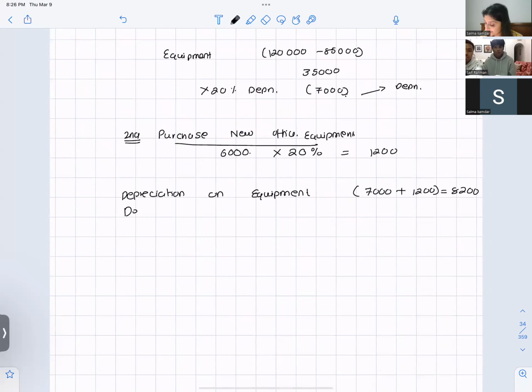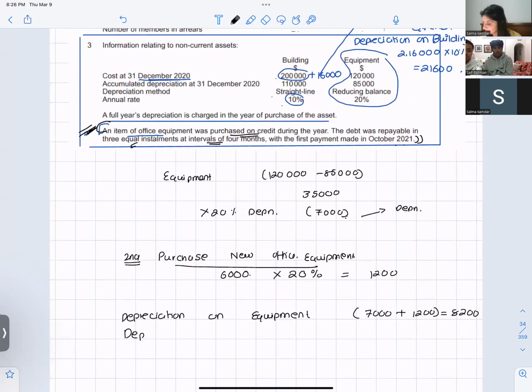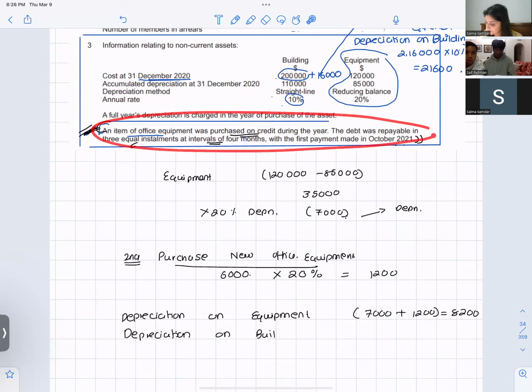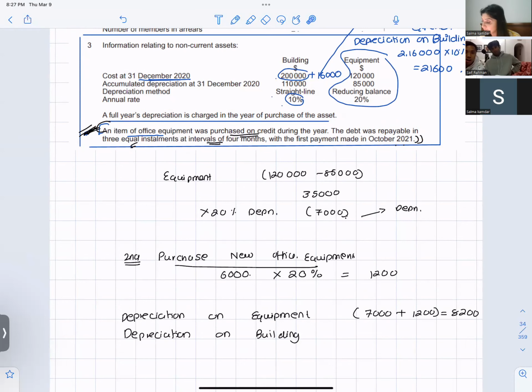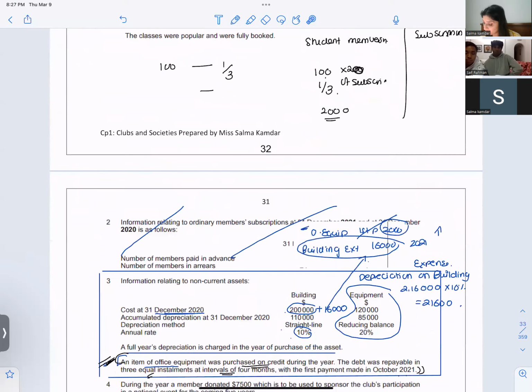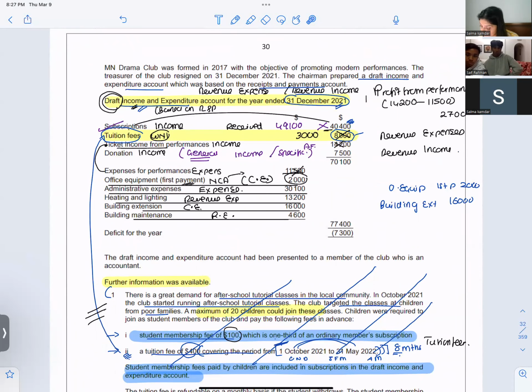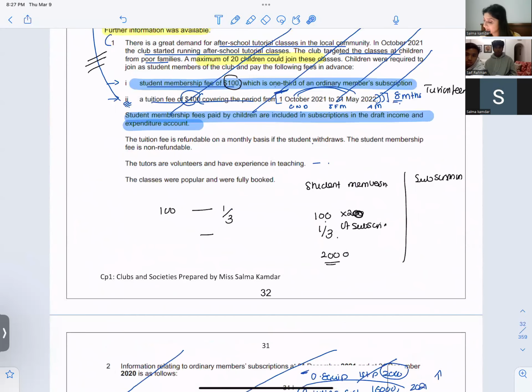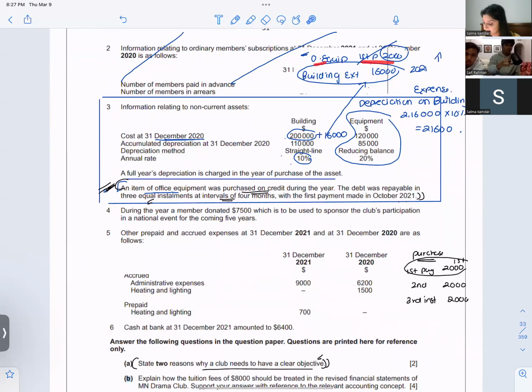Okay, tell me what happened. Where did 6,000 come from? The purchase. How did you get 6,000 from it? Now look over here. You have already paid for your office equipment, first payment 2,000. You can see this office equipment first payment 2,000.